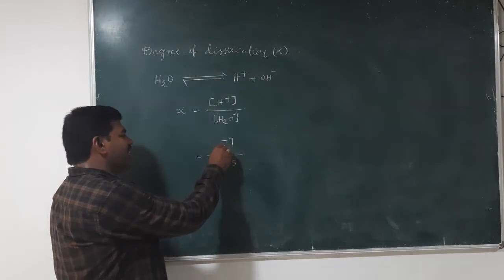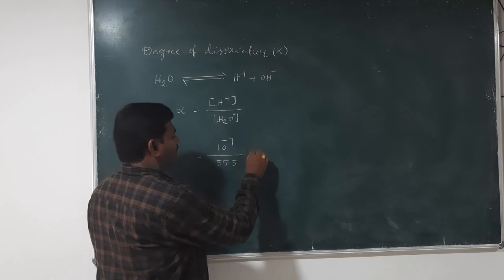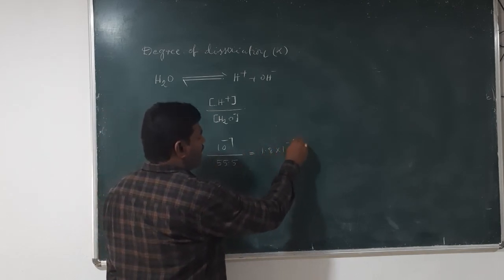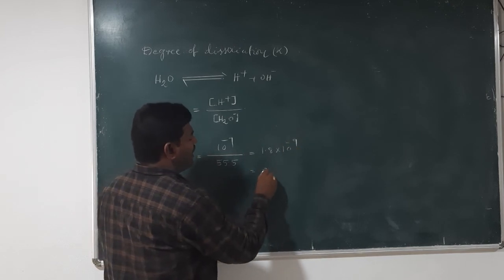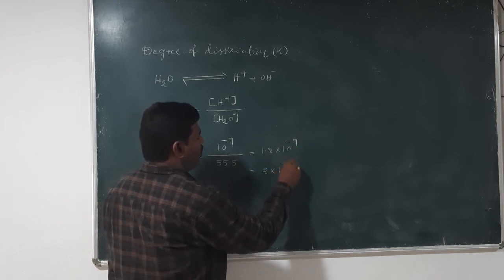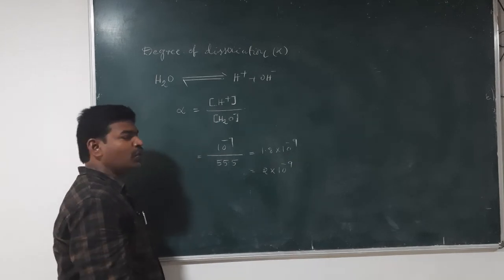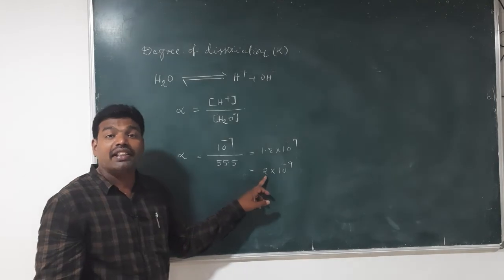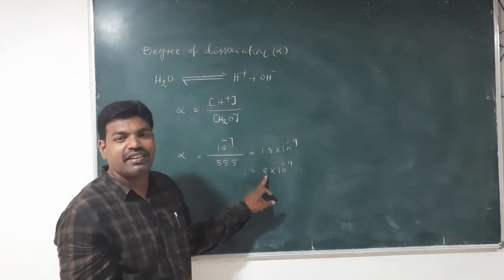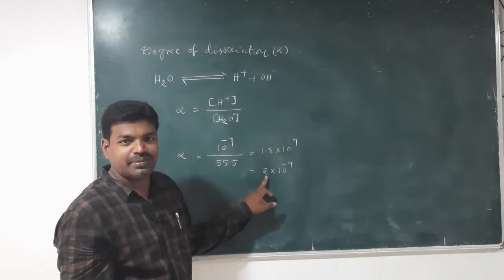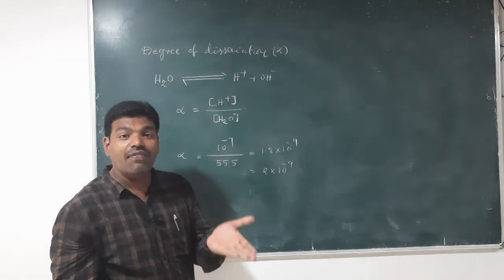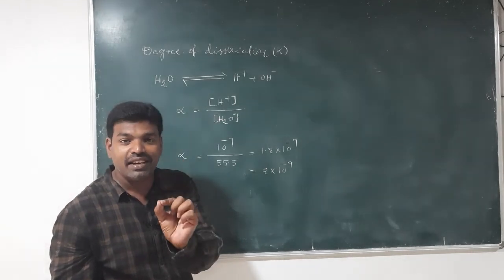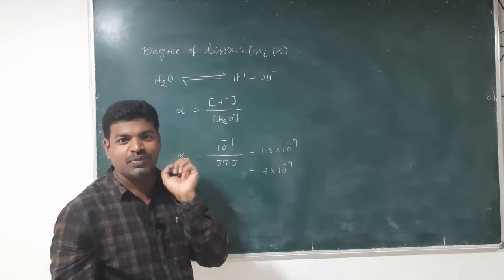10 to the power of minus 7 by 55.5, this fraction comes out to be 1.8 into 10 to the power of minus 9. Usually we can write it as 2 into 10 to the power of minus 9. So, alpha is a measure for the extent of dissociation that occurs.